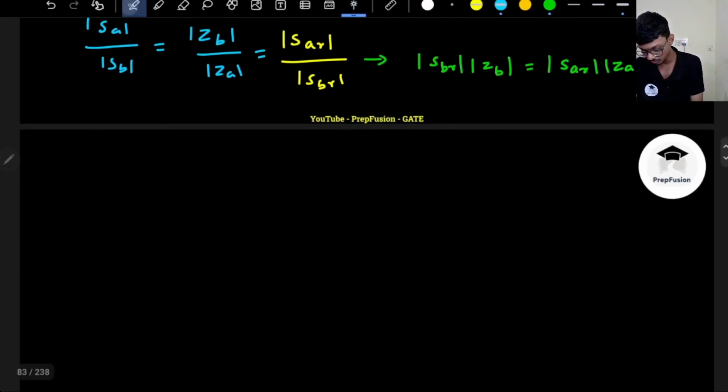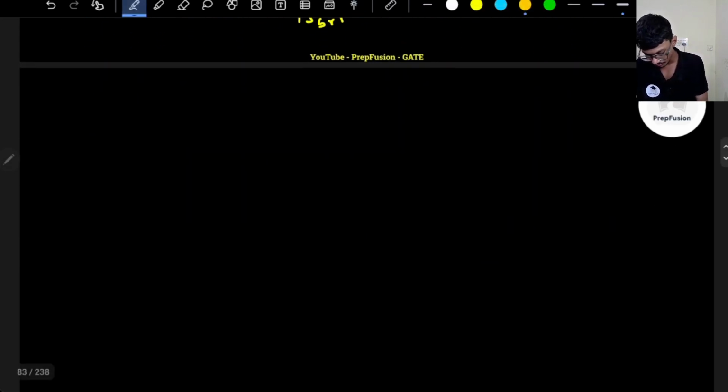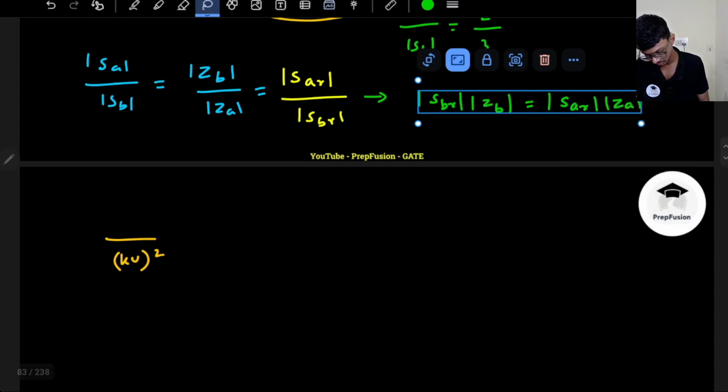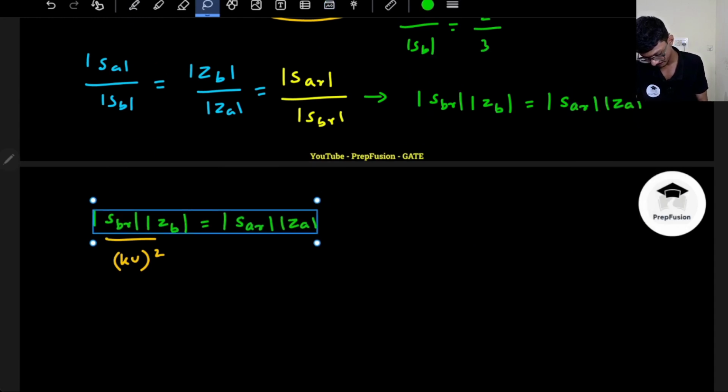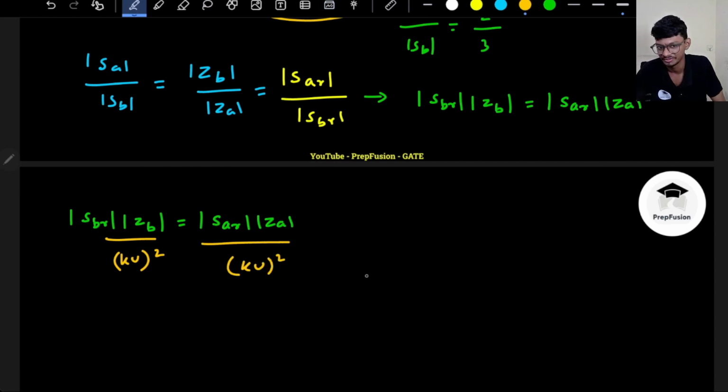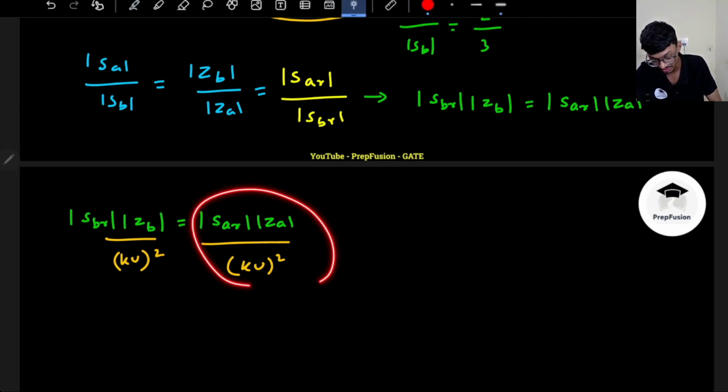So if I divide on both sides by kV whole square, because their voltage ratings will be same, I'll copy this equation and paste it over here, Z base by kV whole square. Now is this something familiar to you? It is ZA upon Z base basically. This is the Z base of the transformer A.